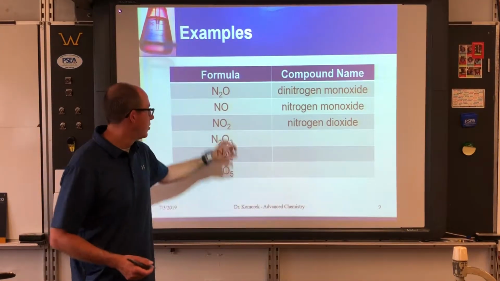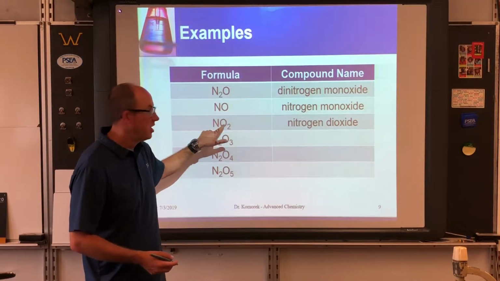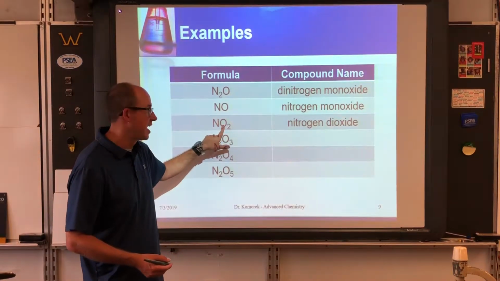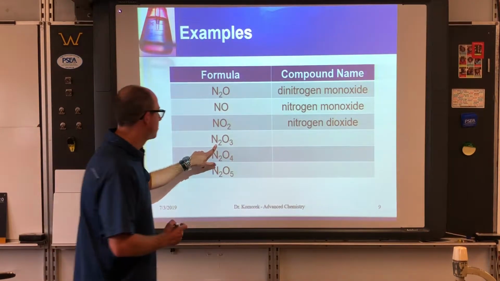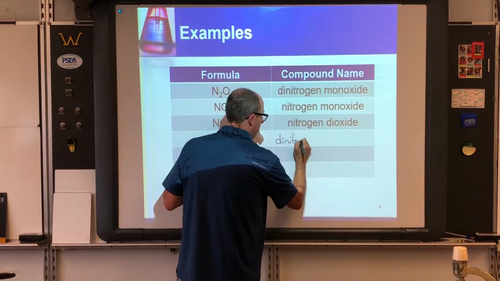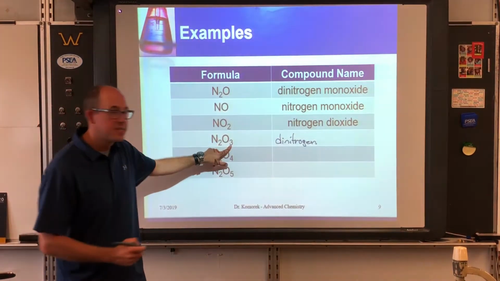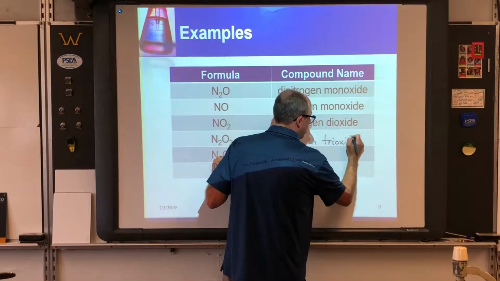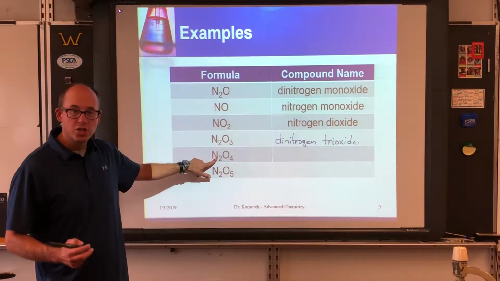In the third example, it's NO2, no prefix on the first element because there's only one of it. We always need a prefix on the second element, but since it's 2 oxygen, it becomes dioxide. In the next example, 2 nitrogen must use a prefix, so it becomes dinitrogen. Oxygen, there's 3 of it this time, so the prefix for 3 is tri and it becomes trioxide.